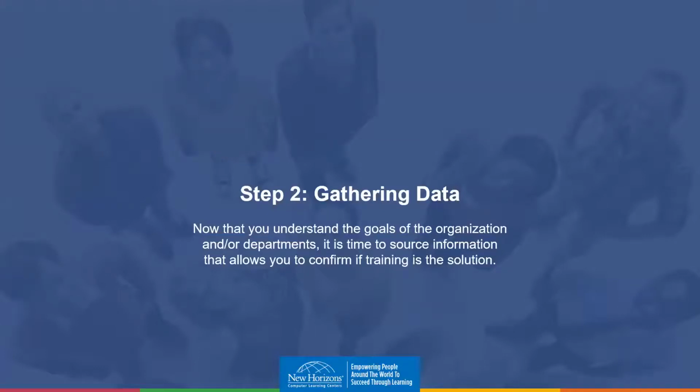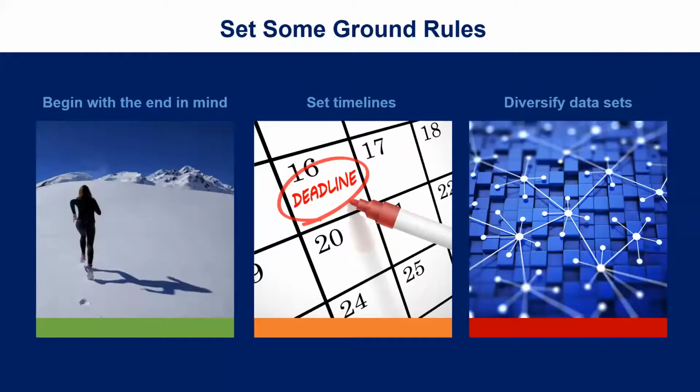All right, so now we've gotten there. Now we're going into step 2. We're gathering data. We're confirming or disconfirming the information that we think is true. So how do we go about getting data in the most effective way possible? You've heard me say this over and over again, and I'll probably say it a few more times before this is over. We begin with the end in mind.